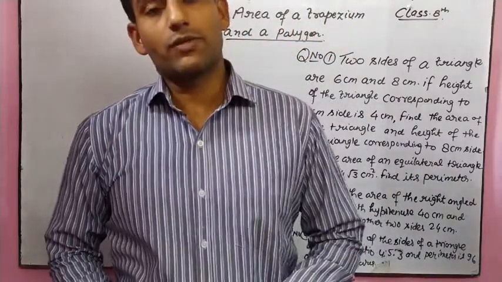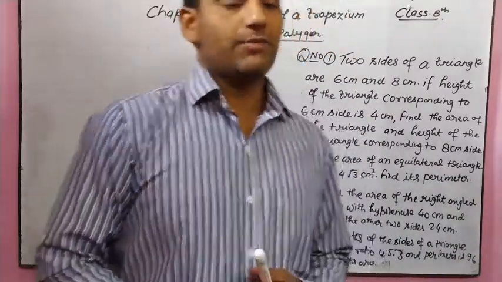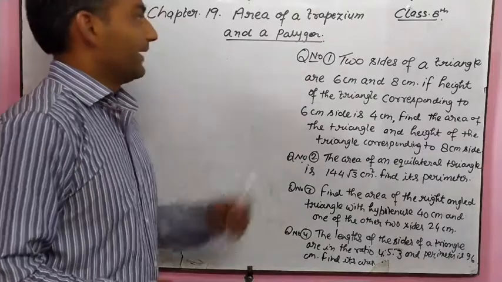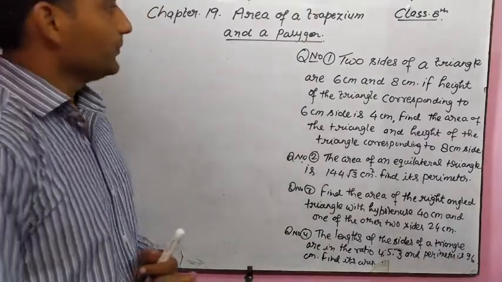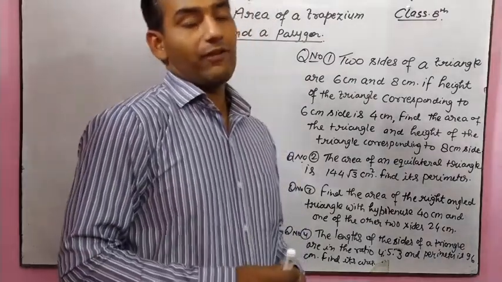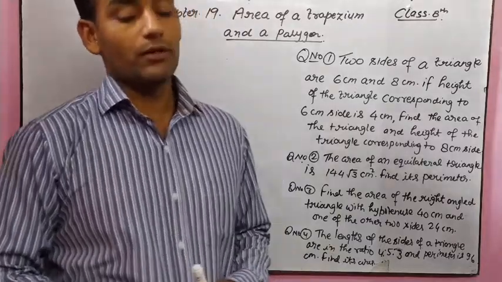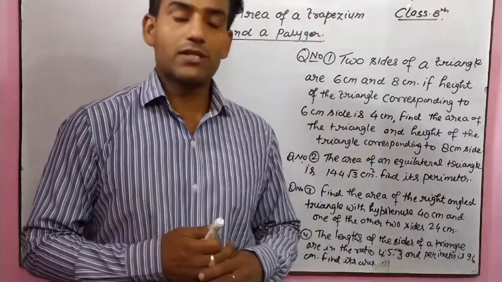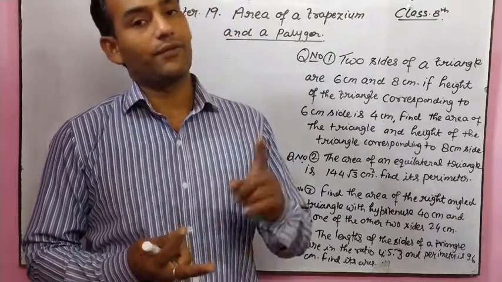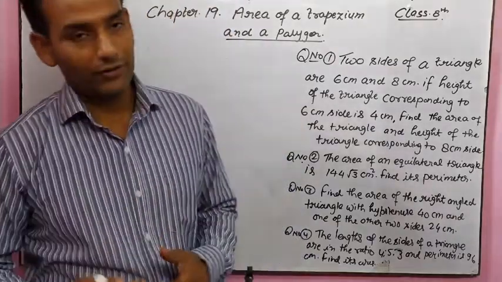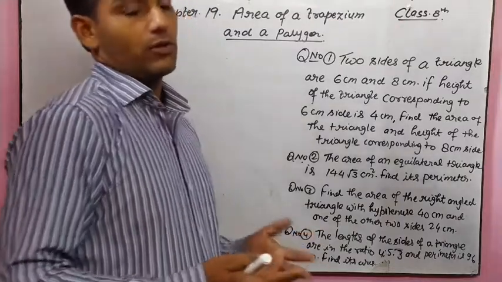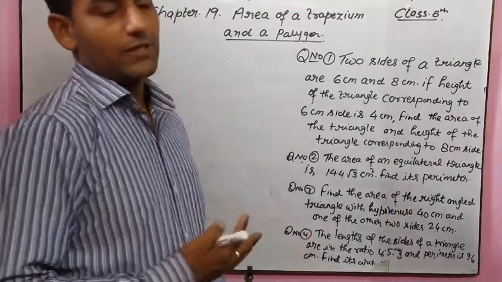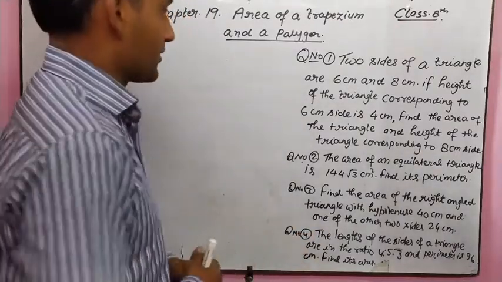Good morning, dear students. Once again, proceeding with the same chapter for class 8, area of a trapezium and polygon. One lecture I have given already, one video is uploaded, I suppose. For the same chapter, I have told you some basic formulas about square, rectangle and triangle only. After that, we will have some more figures like circle, trapezium, some other types of quadrilaterals.